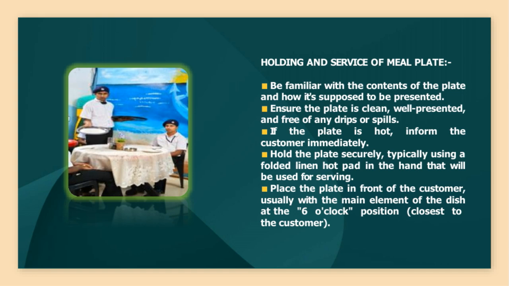Safety first. When holding the plate, do so securely, usually by using a folded linen hot pad in the hand you'll use for serving. This helps protect your hand and keeps the plate steady. When placing the plate in front of the customer, position it carefully. Typically, the main element of the dish should be at the 6 o'clock position, that is, closest to the customer. This placement makes it easier for them to appreciate the presentation and access the main part of their meal comfortably.